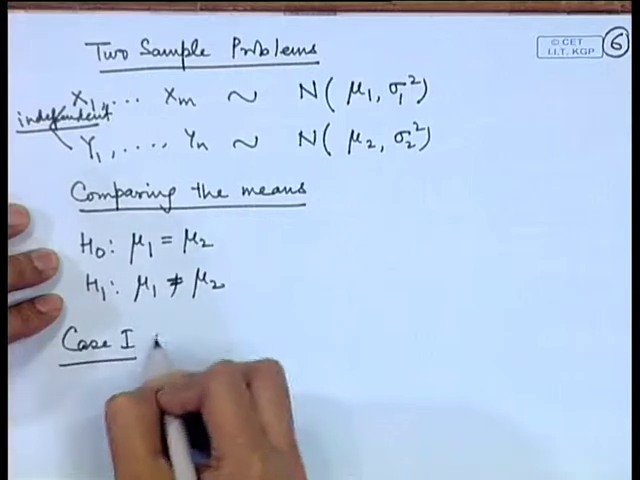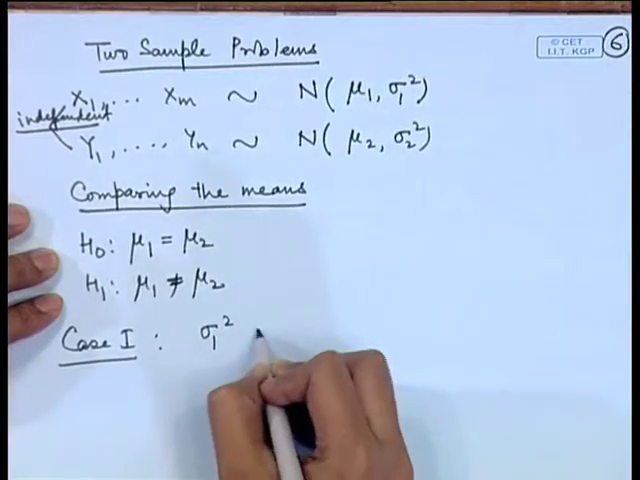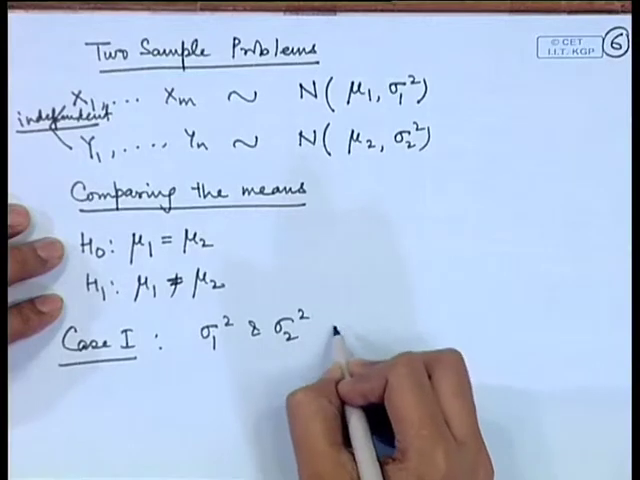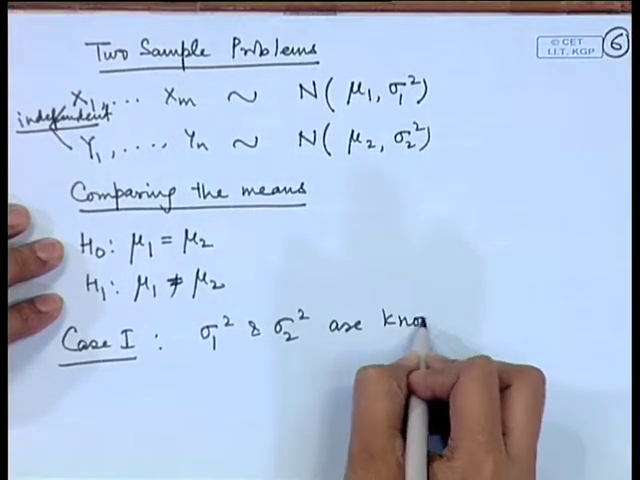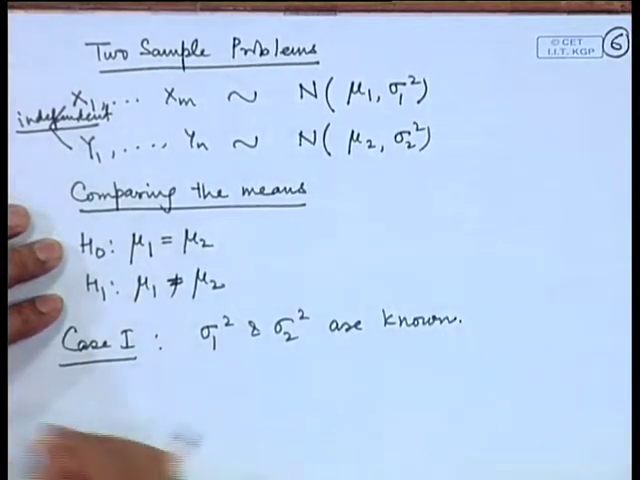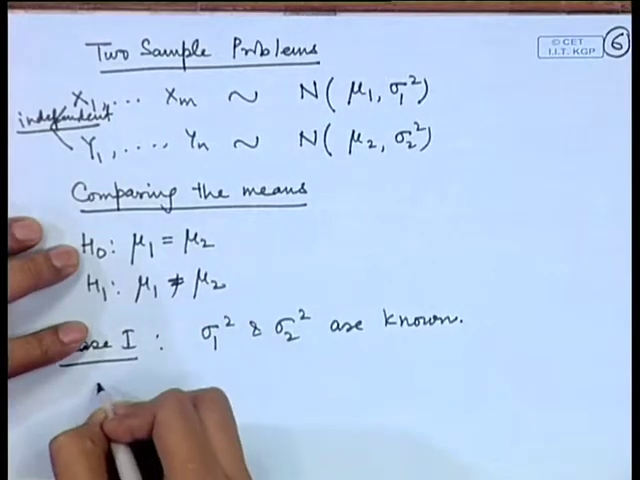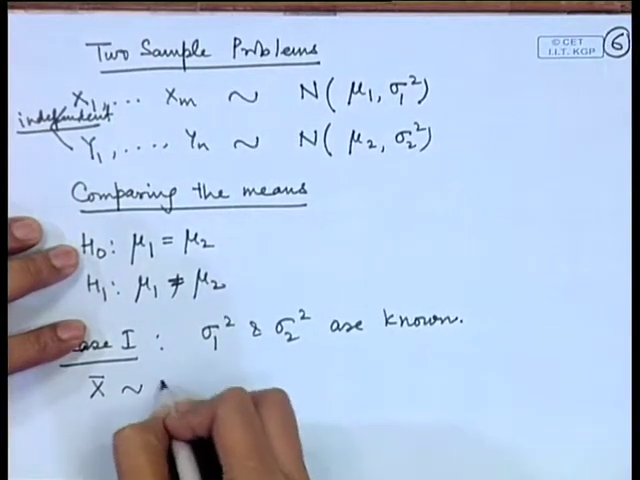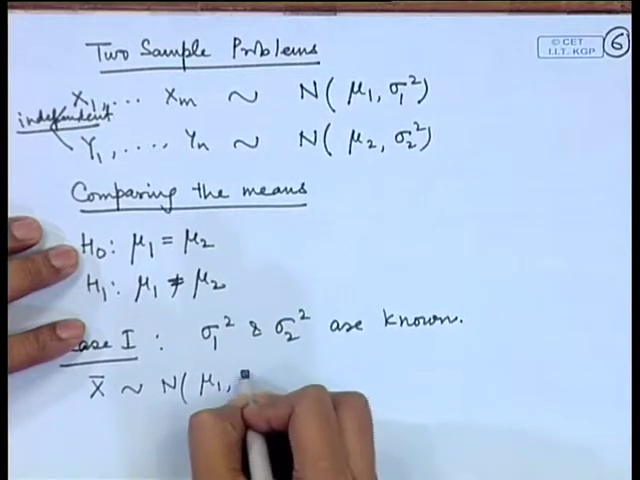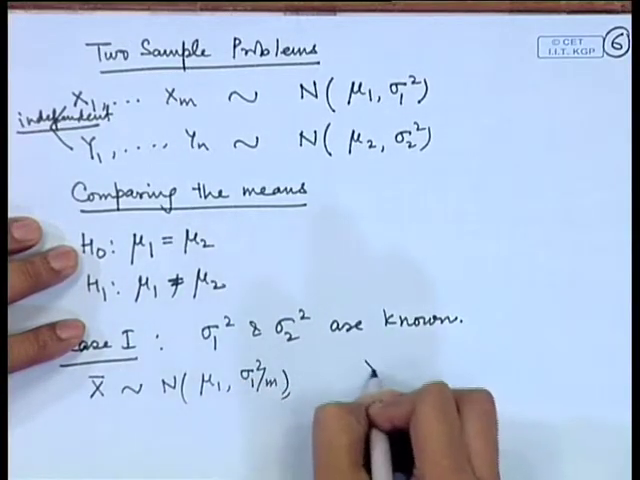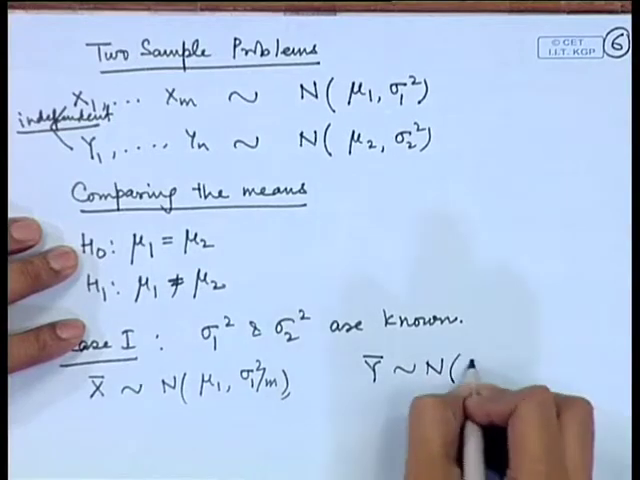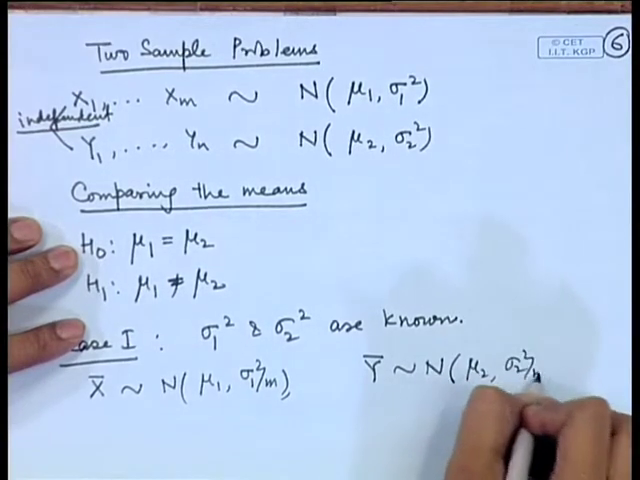So, the first case is we may have the information about sigma 1 square and sigma 2 square. This may be through some prior experiment or from past data, the values of the variances may be known. In that case, the testing problem becomes much simpler. We may consider x bar as normal mu 1, sigma 1 square by m, and y bar follows normal mu 2, sigma 2 square by n.